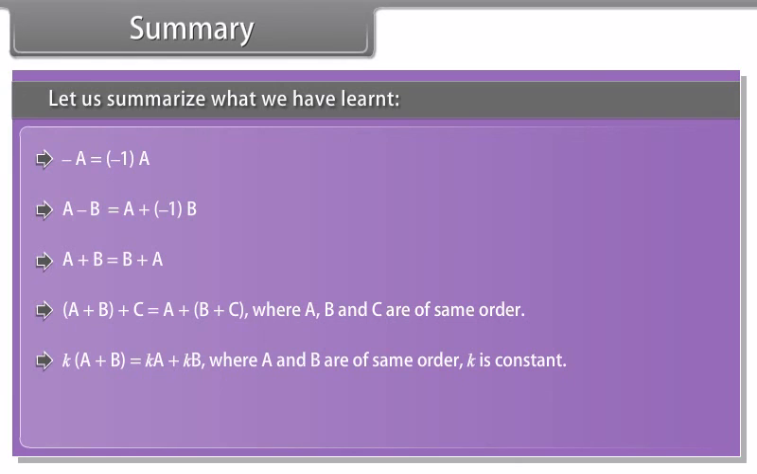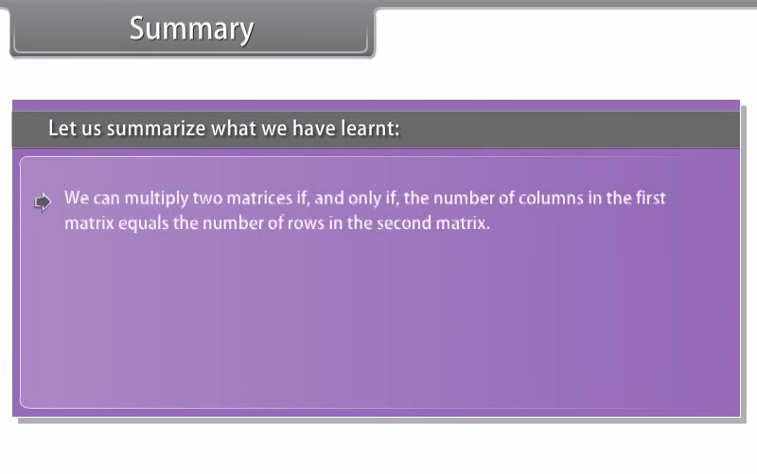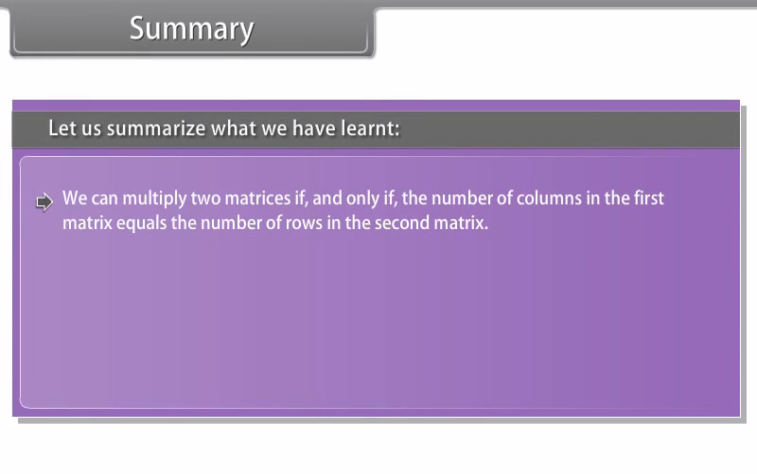K is constant. K plus I into A is equal to K into A plus I into A, where K and I are constants. We can multiply two matrices if and only if the number of columns in the first matrix equals the number of rows in the second matrix. A into BC is equal to AB into C. A into B plus C is equal to A into B plus A into C. A plus B into C is equal to A into C plus B into C.